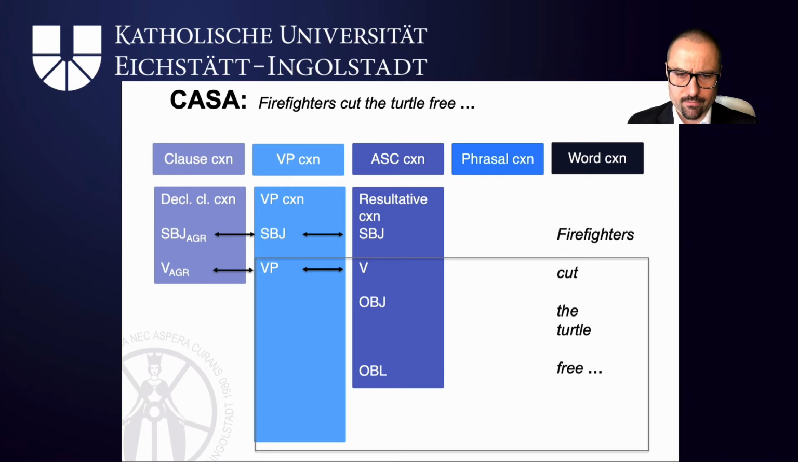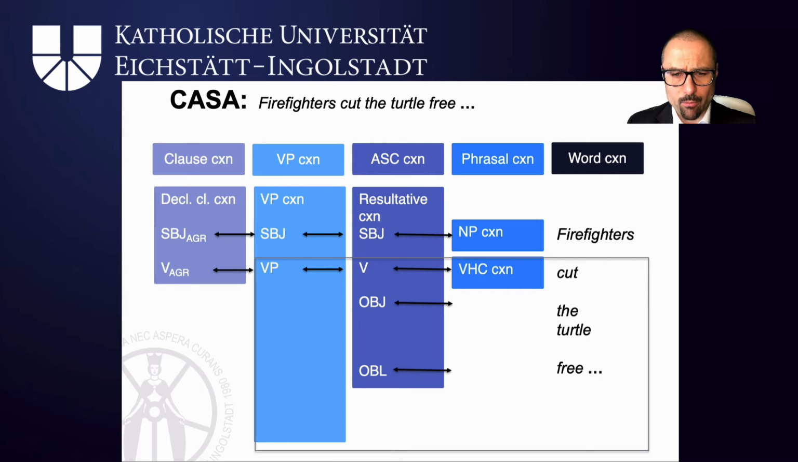mapped again. Then we need fillers for the slots of the resultative construction, and this is going to be carried out by the phrasal constructions. So "firefighters" is a noun phrase construction, a plural construction, but we're sort of glossing over this, but it's a noun phrase construction that fills the subject slot. Then we have a slot for our verb head complex, which will include tense, aspect, and modality, as you will remember, and in this case "cut" can be either present tense or past tense. The object slot is filled by the noun phrase "the turtle," and the adjective phrase "free" fills our oblique slot.